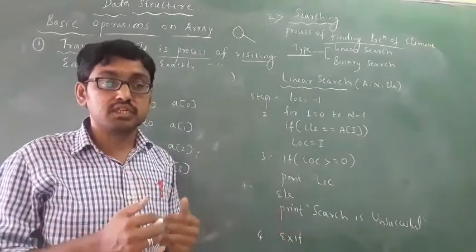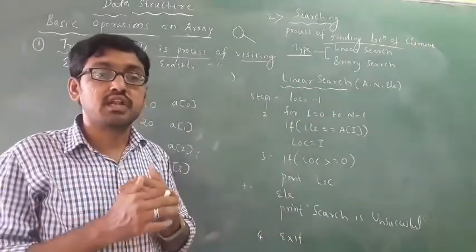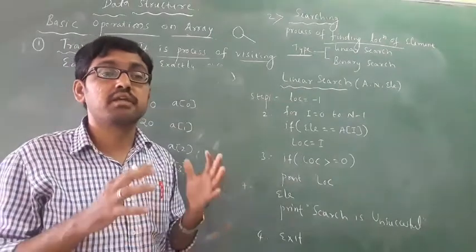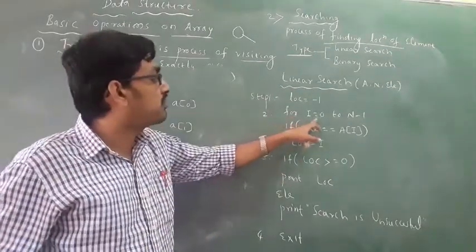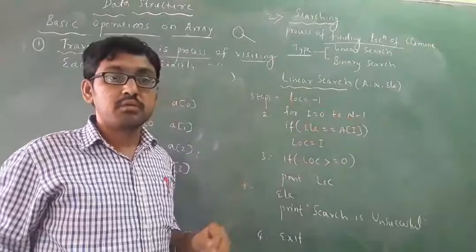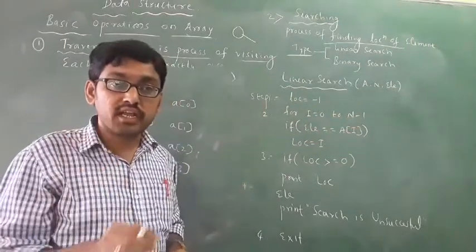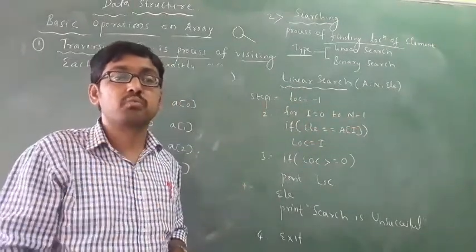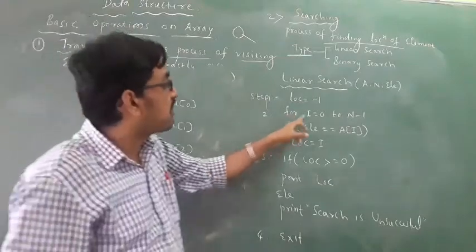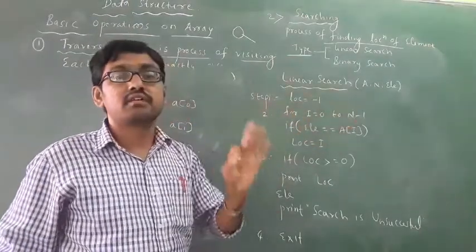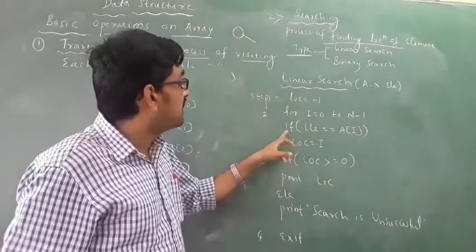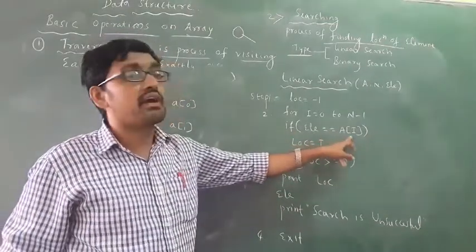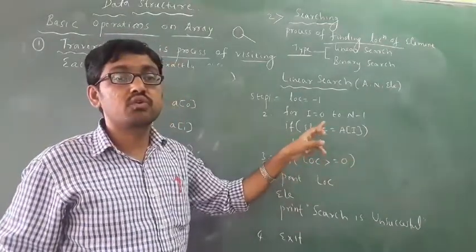Still I am searching for my element, still I am not getting my element. Then for i equal to 0 to n-1, because wherever you have an array, you must use a for loop. For i equal to 0 to n-1. Then if element equal to a of i.